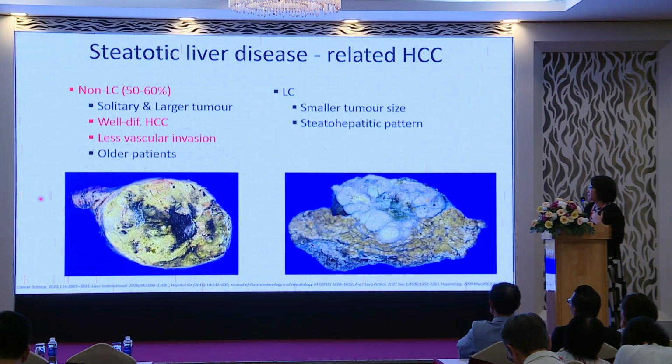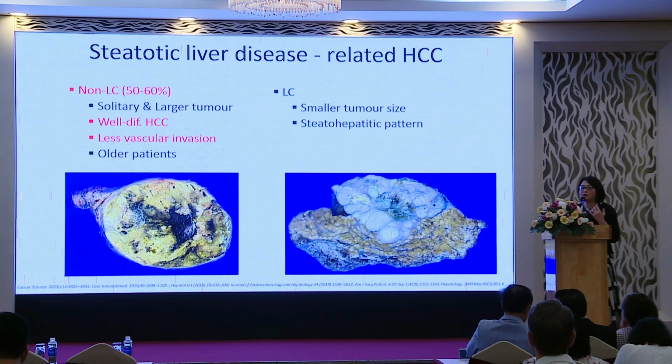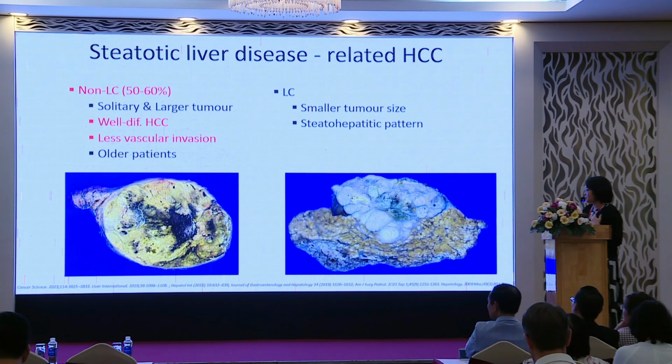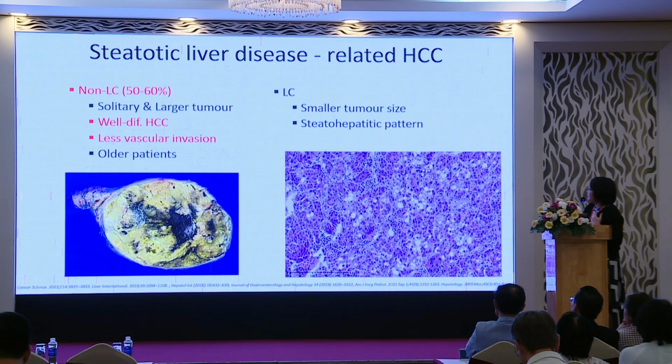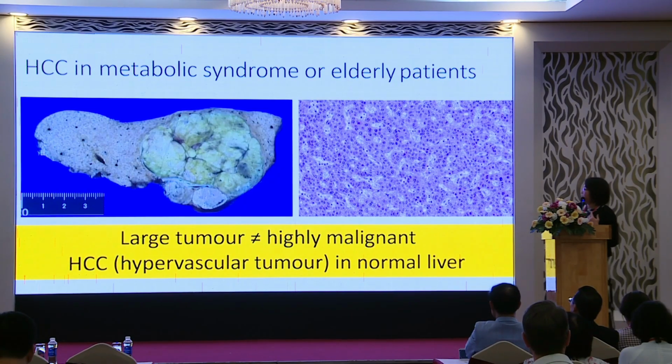However, when tumor arises in the context of liver cirrhosis, it behaves more like viral-related HCC. And more importantly, this type of tumor often presents steatohepatitis pattern, as you can see here, characterized by the presence of steatosis, lymphocytic inflammation, and ballooned tumor cells. So the HCC in metabolic syndrome or elderly patients show different clinical presentation, which means that larger tumor does not mean that tumor is malignant.